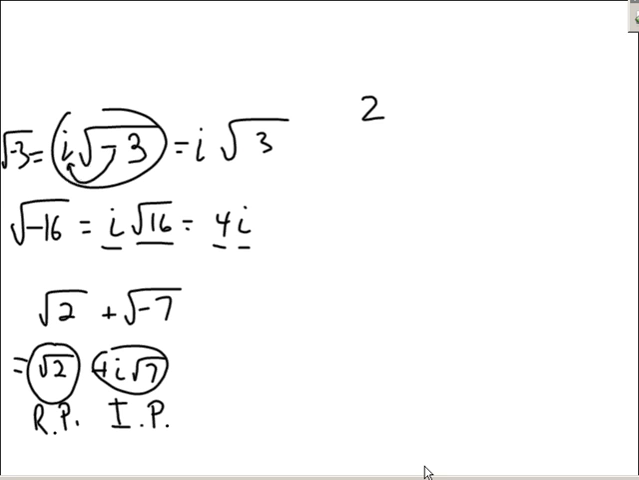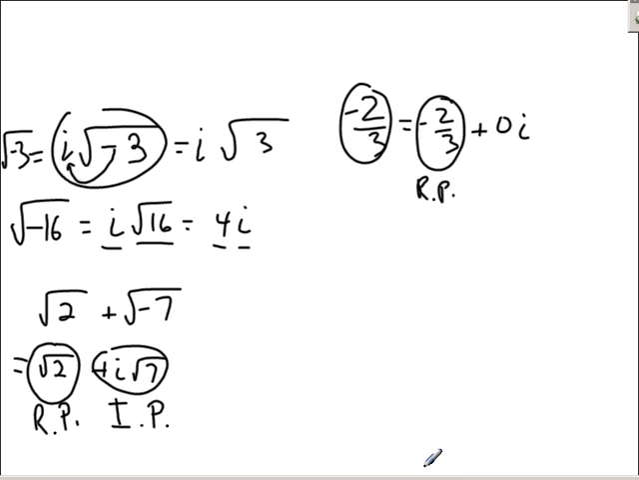I give you a fraction, negative 2/3. Don't be afraid of that. That's negative 2/3 plus no i's. That's your real part. In fact, it's a pure real number. A real number plus no i's. The imaginary part, your imaginary part is 0.